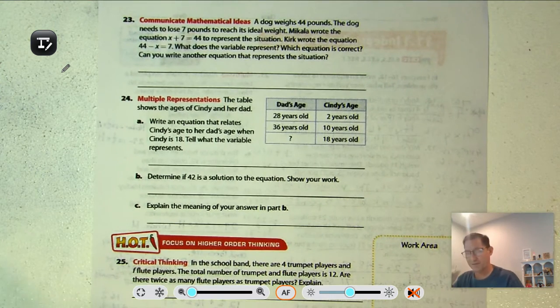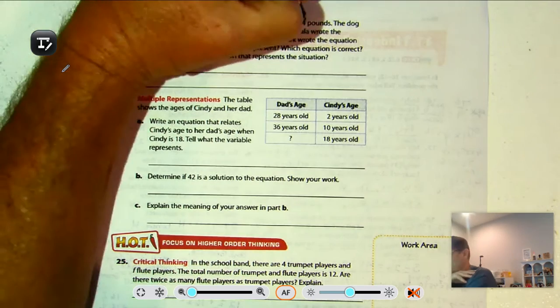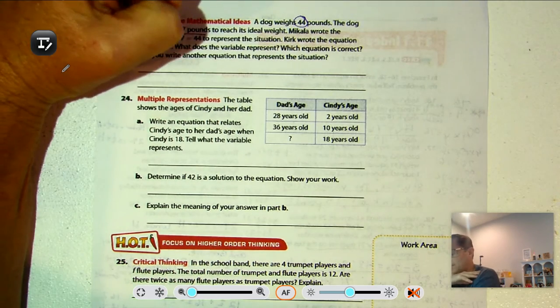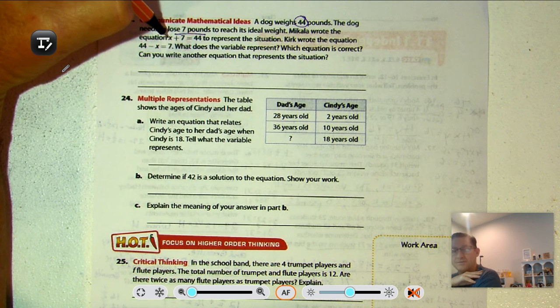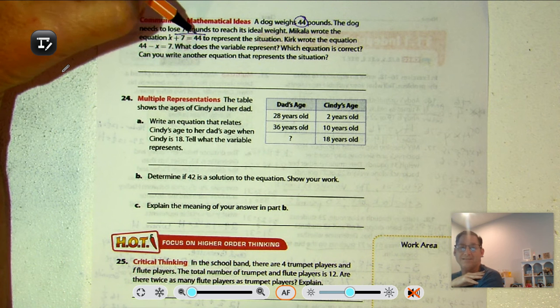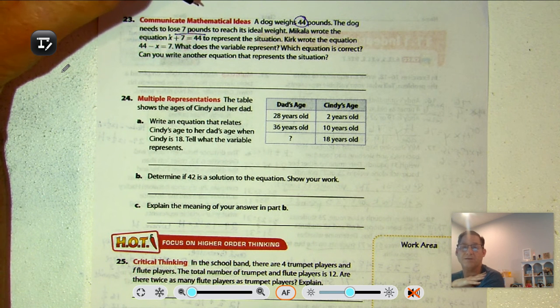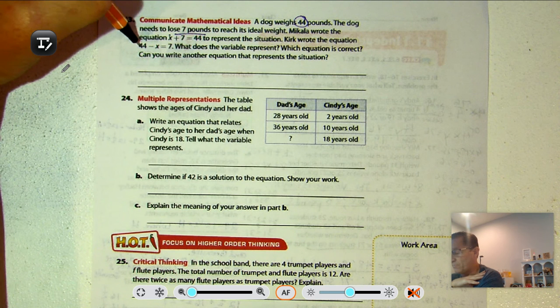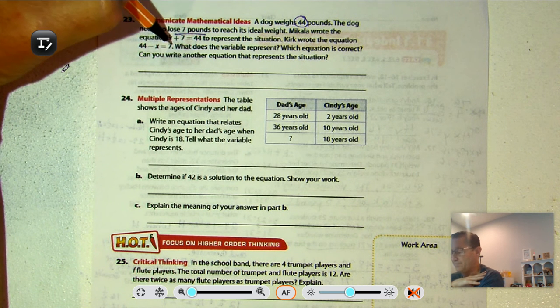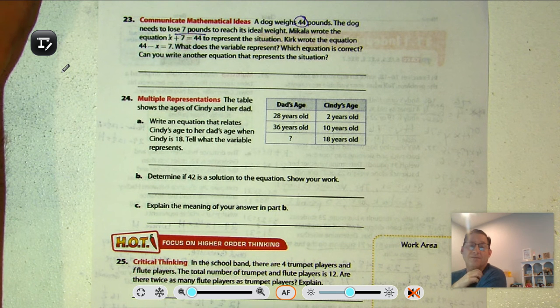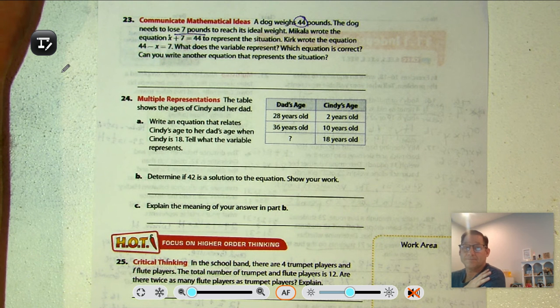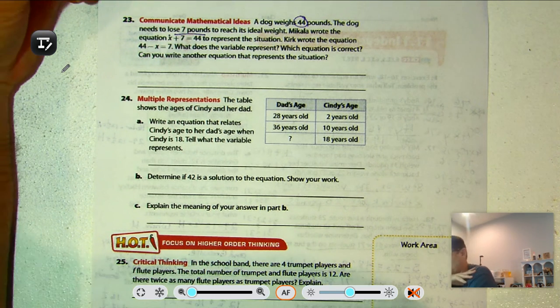Communicate mathematical ideas. A dog weighs 44 pounds. The dog needs to lose 7 pounds to reach its ideal weight. Michaela wrote the equation some number plus 7 is 44 to represent the situation. Kirk wrote the equation 44 minus some number equals 7. What does the variable represent? Well, that's got to be the amount that the dog loses, right? No, I'm sorry. X would have to be the amount that the dog weighs. So which equation is correct?